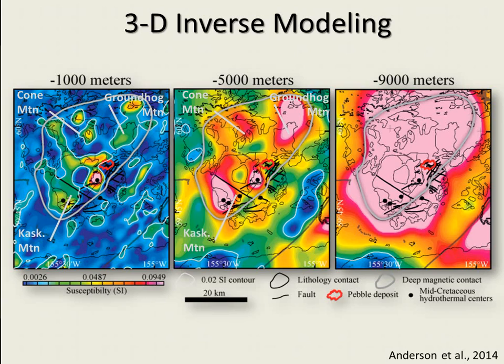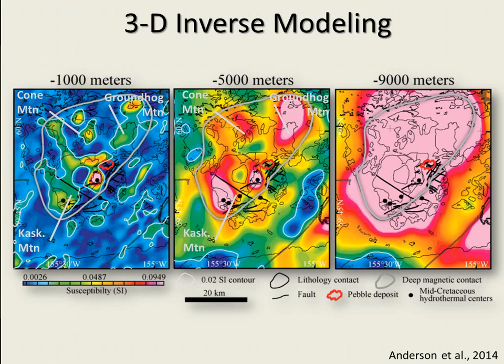At 1,000 meters depth, several near-surface magnetic features are imaged that include the granodiorite on Kaskanak Mountain, and then rocks that may underlie the mapped basalt beneath Groundhog Mountain. And then the isosurface parallels the outcropping patterns, which gives us a little bit of validity to our inversion results.